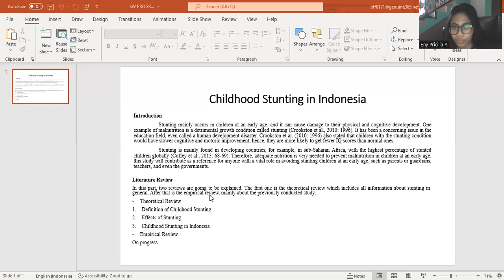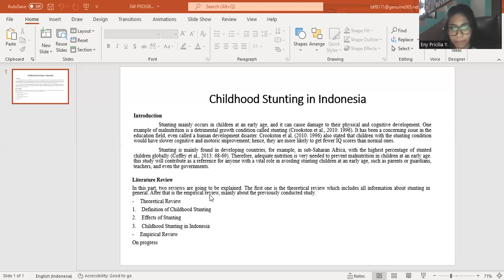After that, the empirical review mainly focuses on previously conducted studies, and my argument will be added in the empirical review. So in the theoretical review, I discussed three things. The first one is the definition of child stunting, its general definition, and I also support the explanation with experts' studies beforehand, for example, Prendergast and Humphrey in 2014, and so on.